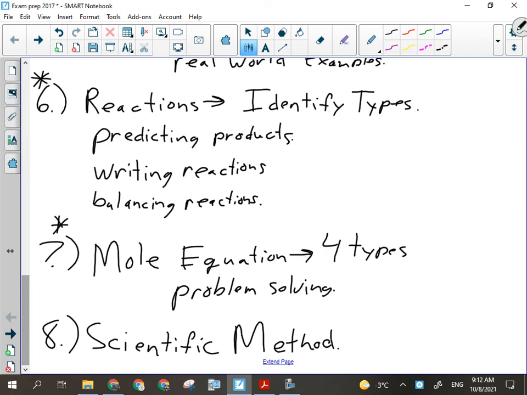Mole equations. Mole equation calculations. One of each type. There's 4. They're not in order. They asked me that yesterday. Do they go in order? You did all the examples you did in order. No, they don't go in order.